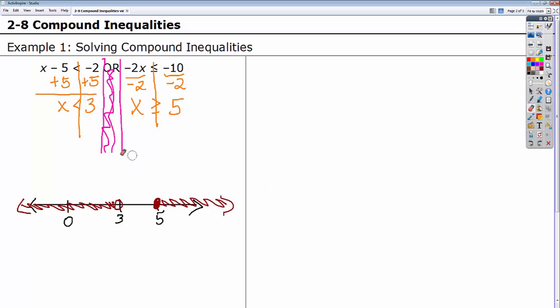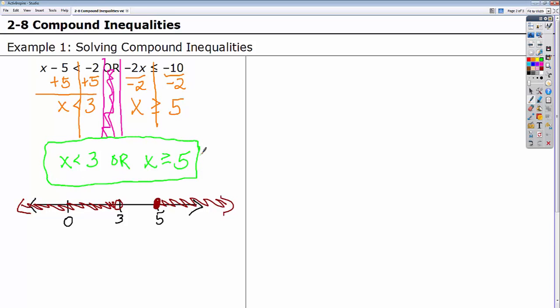Alright, I really should be better about writing out our solution. x is less than 3, or x is greater than or equal to 5. Okay, that'd be a proper inequality way to write out your solution.